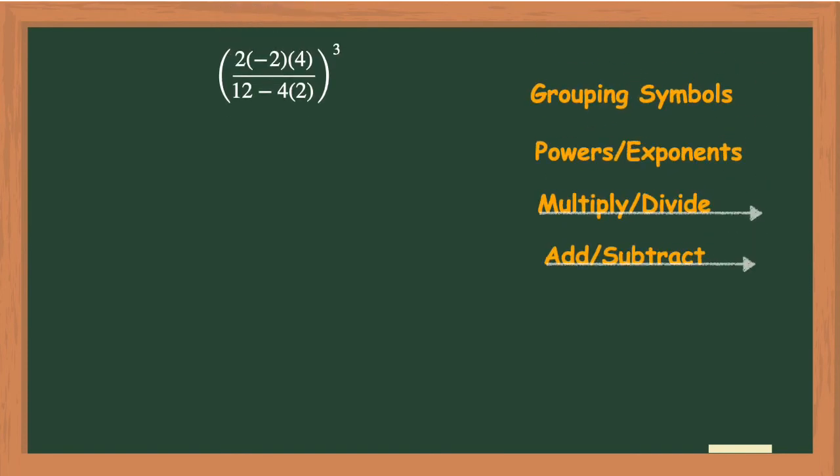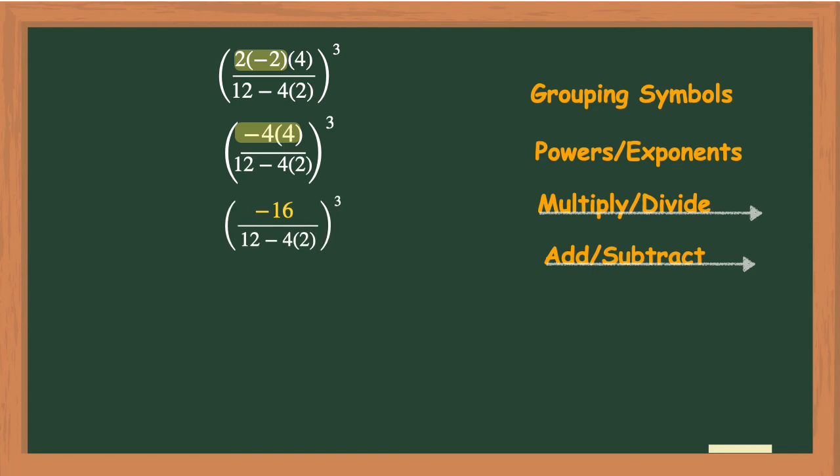On to our next fraction expression. Again, I will focus on the numerator first, and I see multiplication. 2 times negative 2 will give me negative 4. I need to bring down what is left in the numerator and the denominator. Next, I will multiply negative 4 and 4 to get negative 16. Don't forget to bring down the denominator.